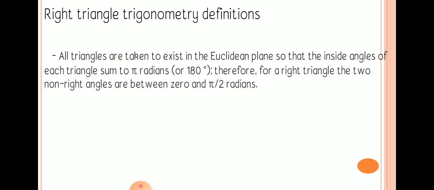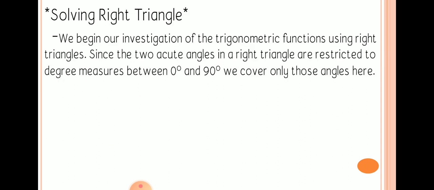Right triangle trigonometric definitions. All triangles are taken to exist in the Euclidean plane so that the inside angles of each triangle sum to pi radians or 180 degrees. Therefore, for a right triangle, the two non-right angles are between 0 and pi over 2 radians.